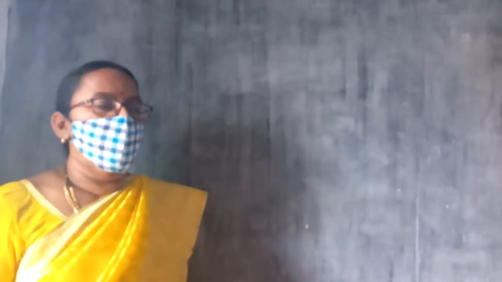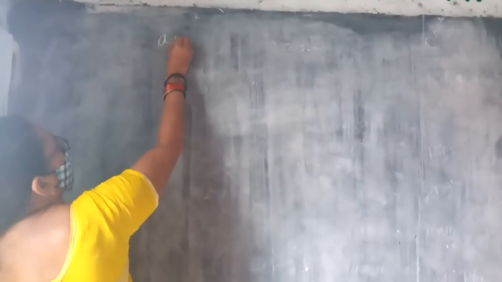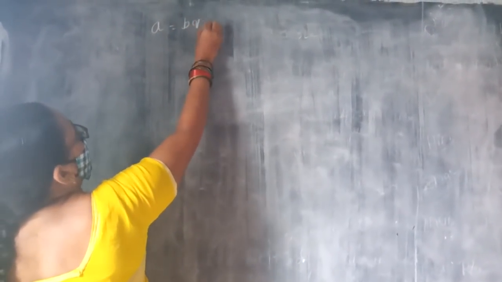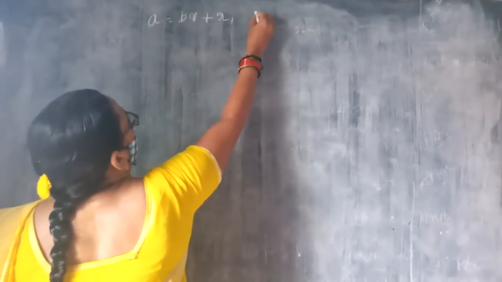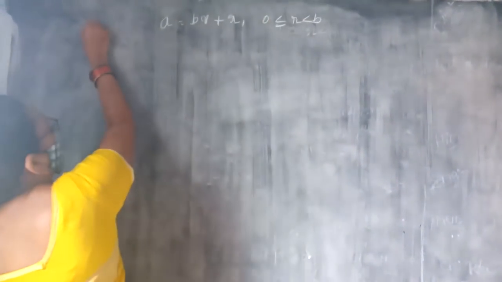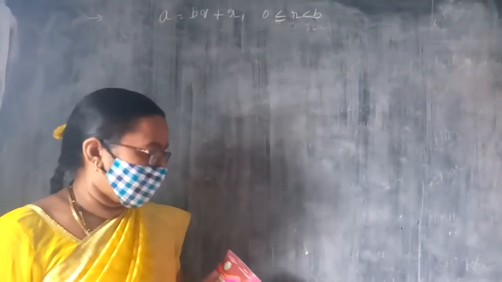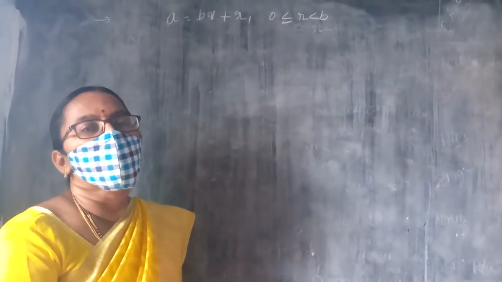Any two positive integers a and b, there exist a unique pair of integers q and r such that a equals bq plus r, where 0 is less than or equal to r, and r is less than b. That is Euclid division lemma. What are the uses of Euclid division lemma?